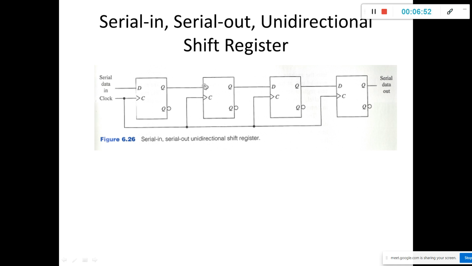What is this? Serial in, serial out, unidirectional shift register, as shown in the diagram. We are using positive edge triggered D flip-flops. The Q output of each flip-flop is connected to the D input of the flip-flop to its right. The control inputs of all the flip-flops are connected together to a common synchronizing signal, and that is called the clock. It is a control signal, connected here for synchronizing.